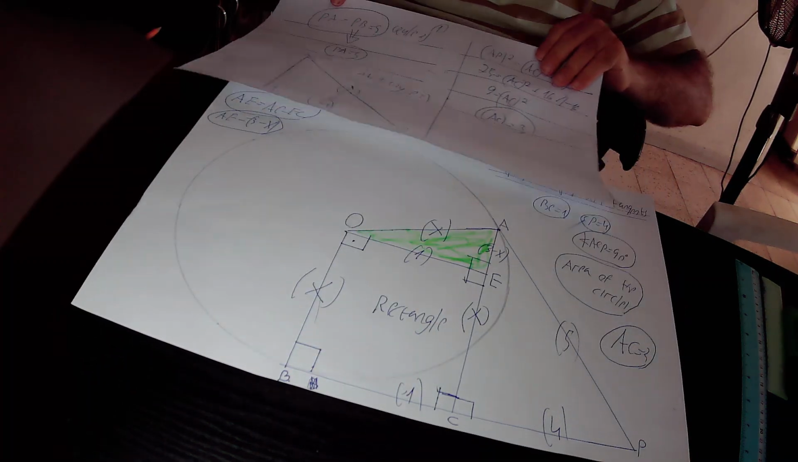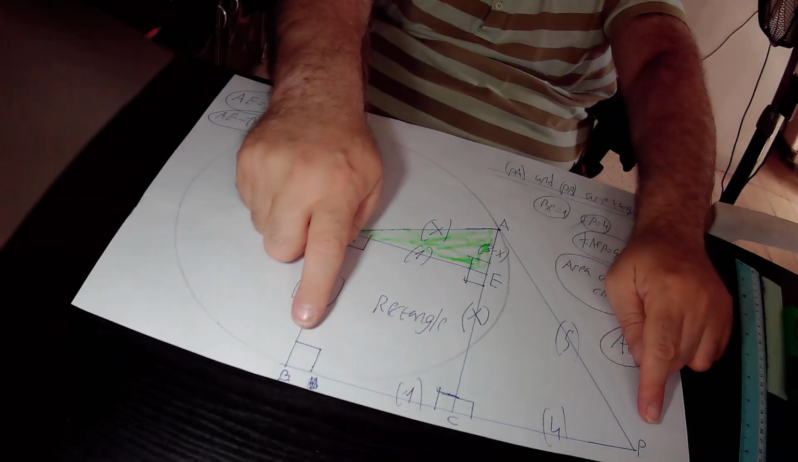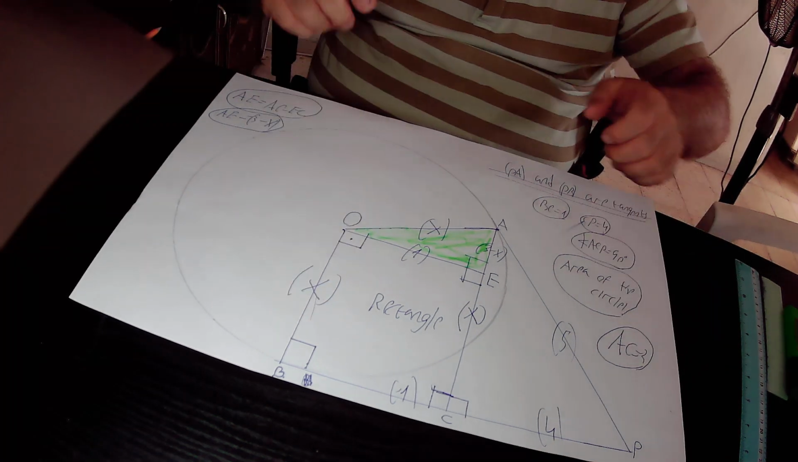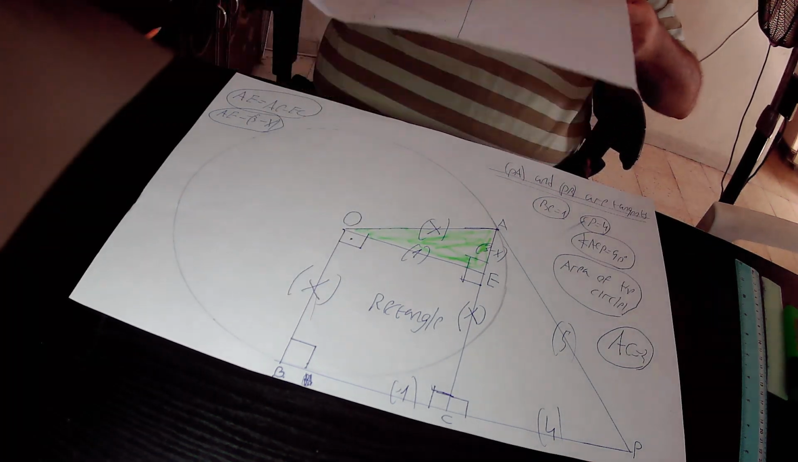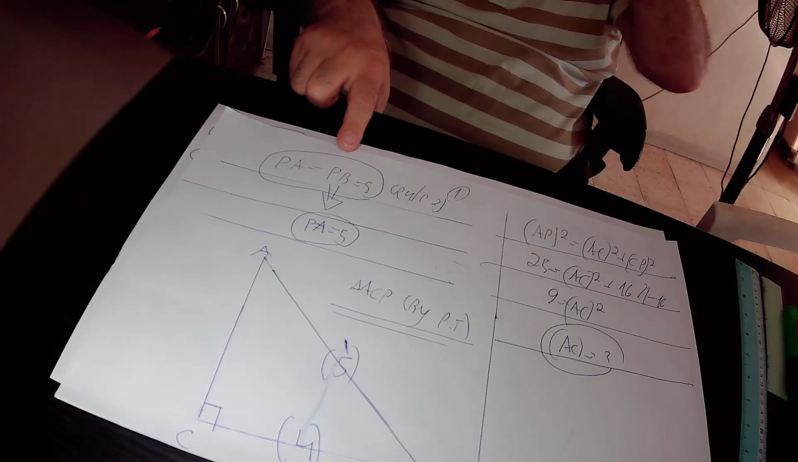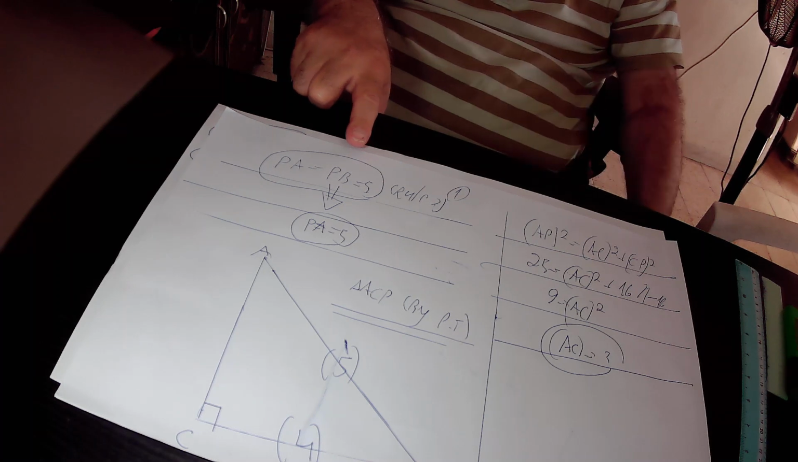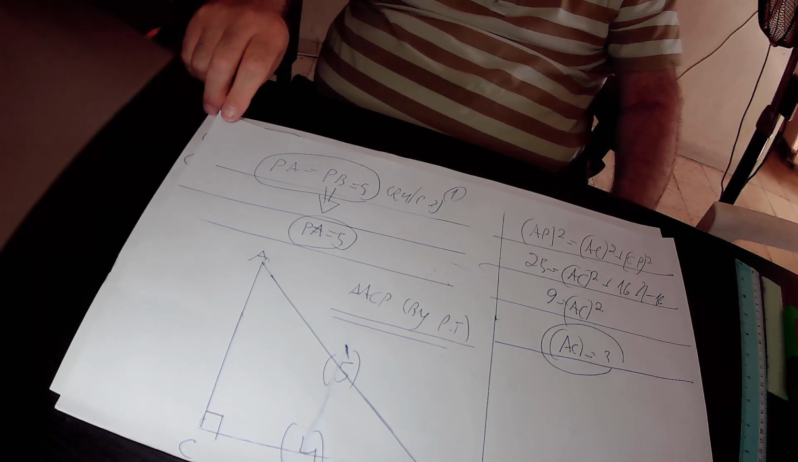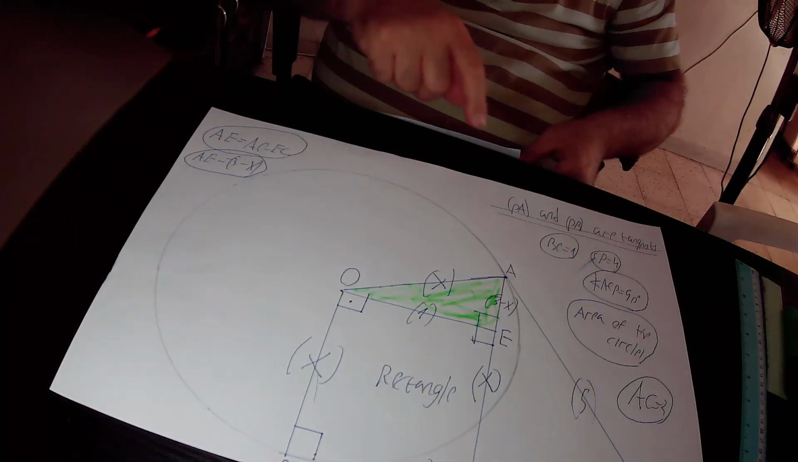But it is given in the question that PB in total is equal to 4 plus 1, that is 5. So I can write here that PB equals 5. And from this equation, PA equals PB equals 5. Then we have that PA is also equal to 5 units in itself. So here PA is equal to 5.